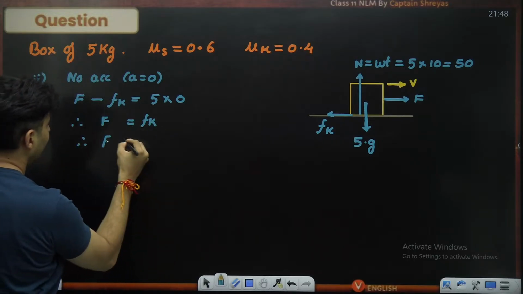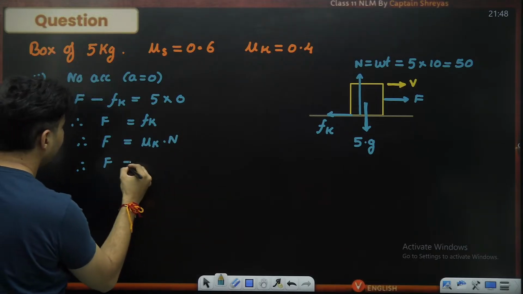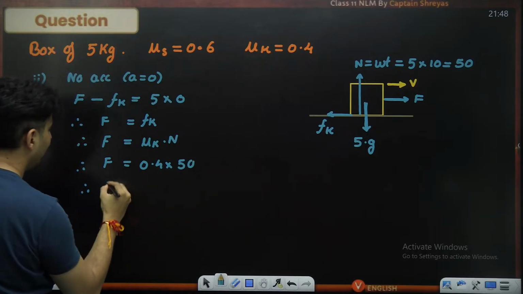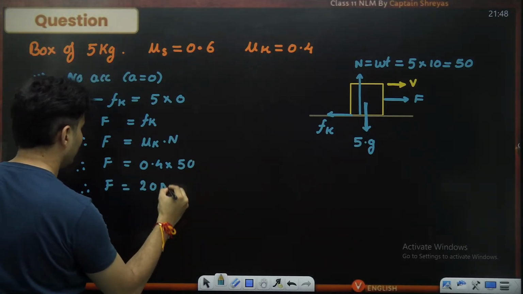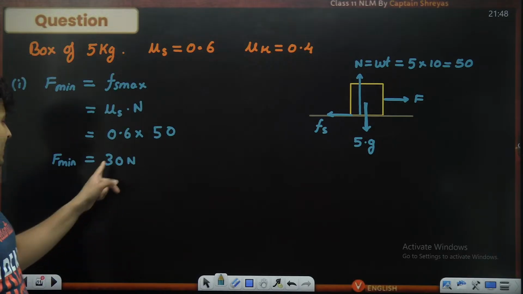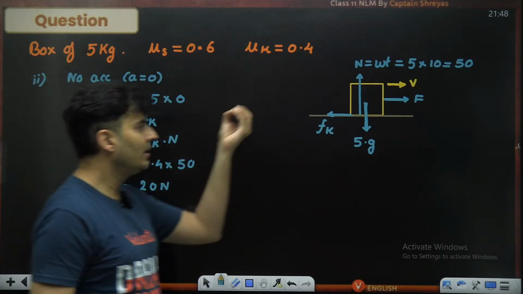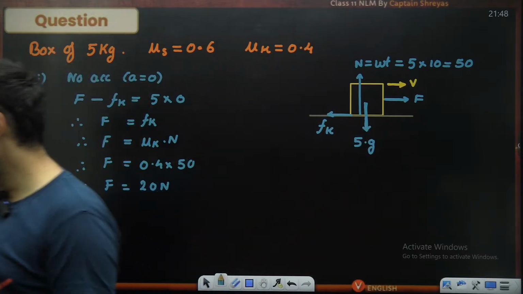Therefore F will be, Fk is nothing but mu k into the normal. What is the kinetic friction? It is 0.4, normal is 50. 5 4s are 20. 0 and decimal swallowed. So 20 newton. As you can see, my maximum limiting force was 30 newton. But the moment it entered the kinetic zone, it is 20 newton. So 20 newton is the kinetic friction.